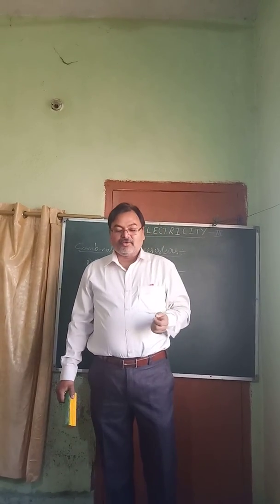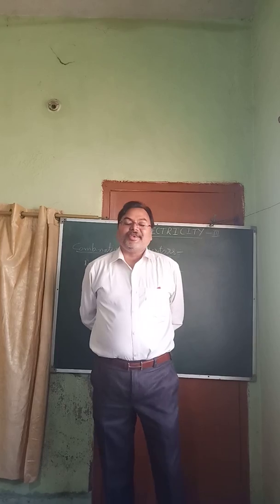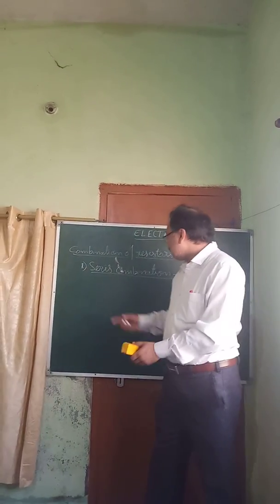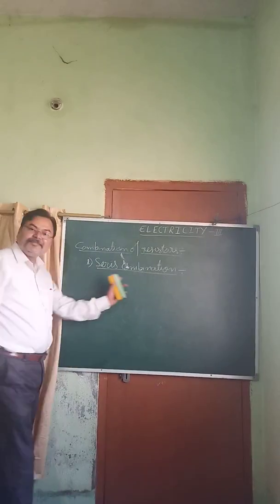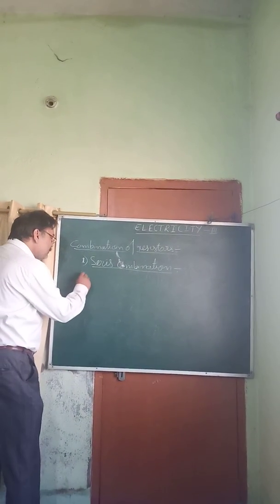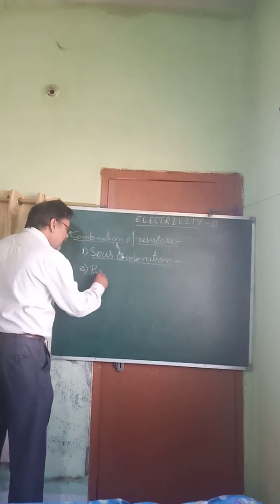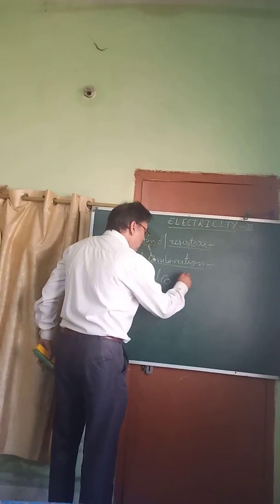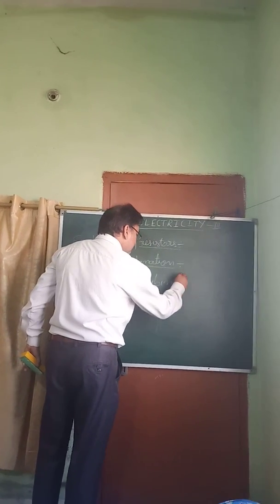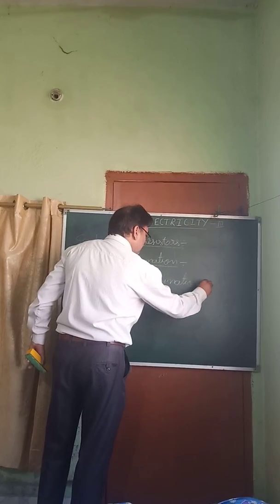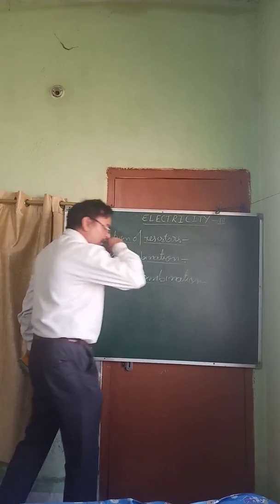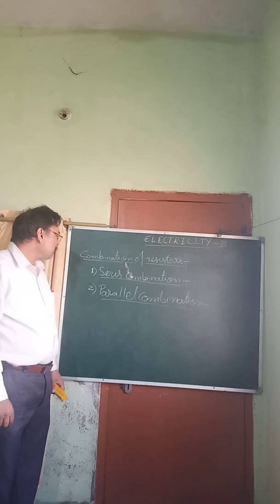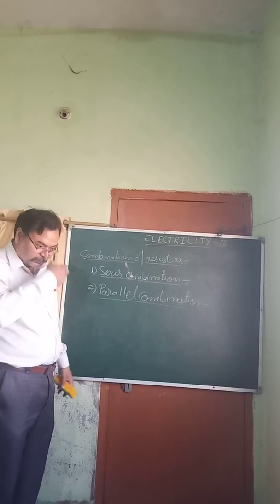Okay, now they can be connected in two ways. The combination can be done in two ways. There is a combination which is called series combination, and the second one is called parallel combination. Now, what is series combination?